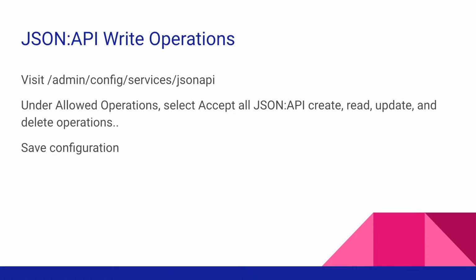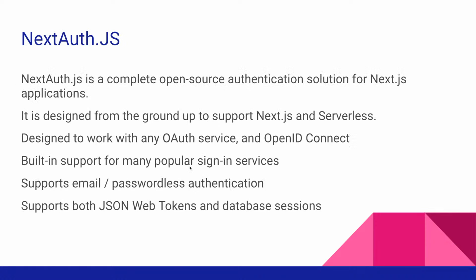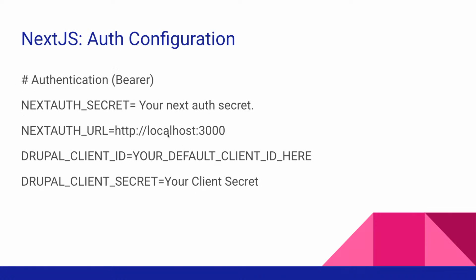Then we need to enable the JSON API write operations on the Drupal side, which allows us to create, read, update, and delete the nodes or other entities. Then on the Next.js application, we need to pass these in the environment file. We need to pass the NextAuth secret, the URL, our Drupal client ID, the one that we just edited, and then the client secret, the one that we just created.